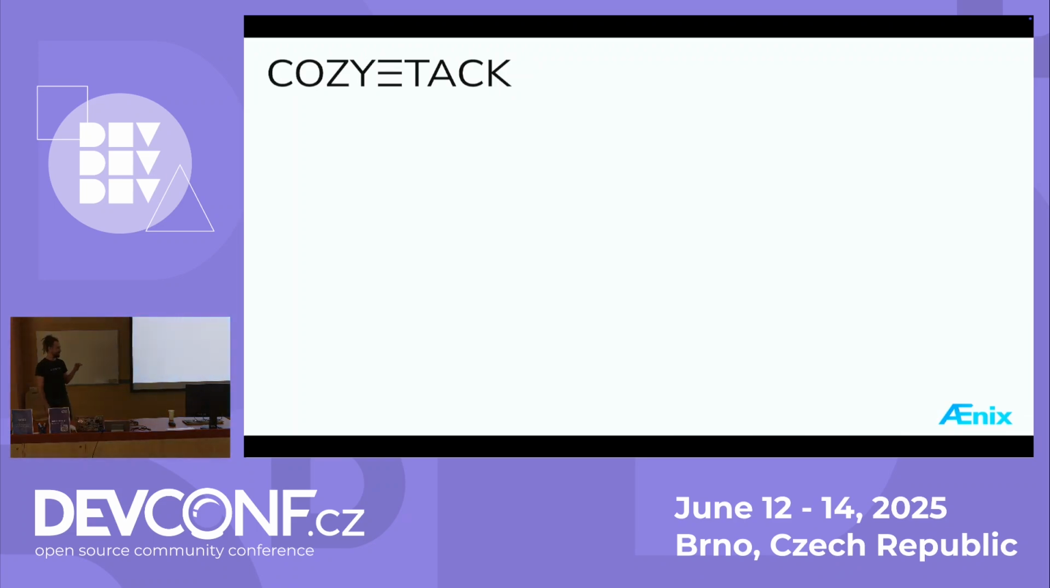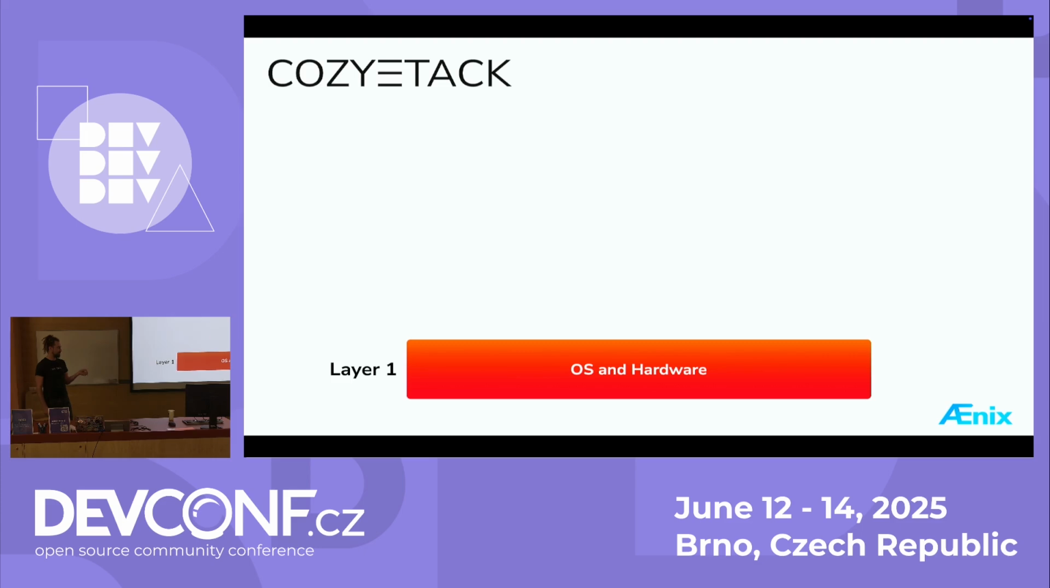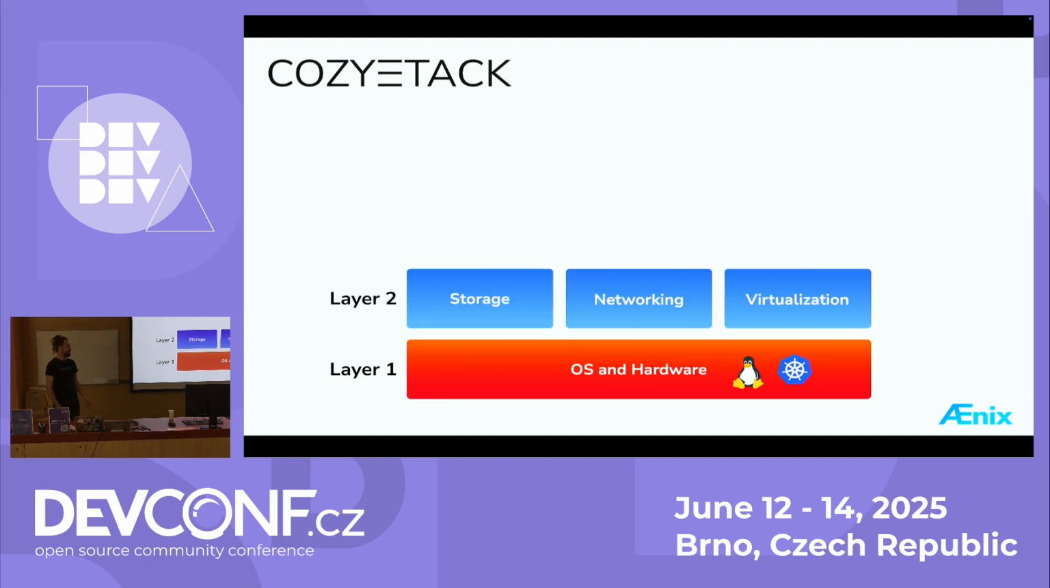Cozy Stack provides full infrastructure layer needed for provisioning services, and we split it to multiple layers. On layer 1, we have operating system and hardware, actually kernel and Kubernetes. And on top of this, we start provisioning additional services needed to implement the same scheme. Before you start provisioning Kubernetes, you need to have storage working, networking, and virtualization.